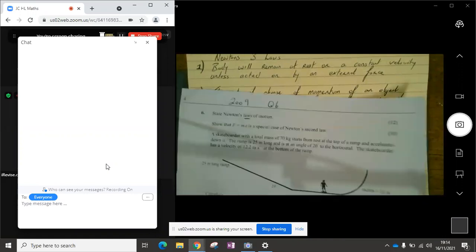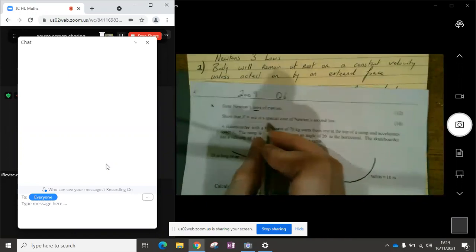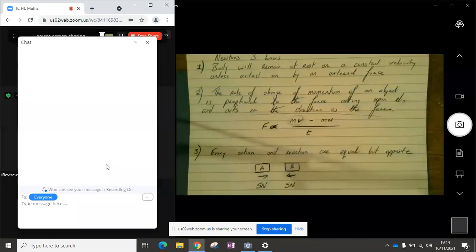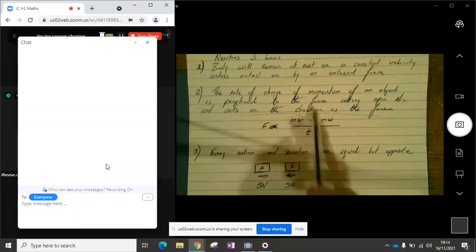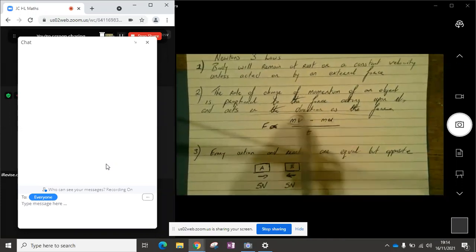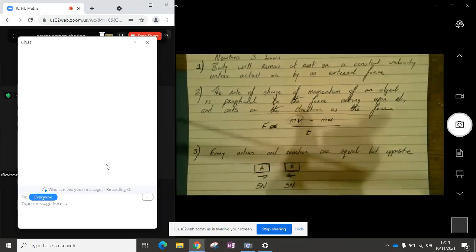Now, next part of the question. Show that F equals ma is a special case of Newton's second law. So basically what they're asking for here is for you to derive Newton's second law. This is Newton's second law, and from this you can derive F equals ma, force equals mass times acceleration. What you want to do is go from this to F equals ma.